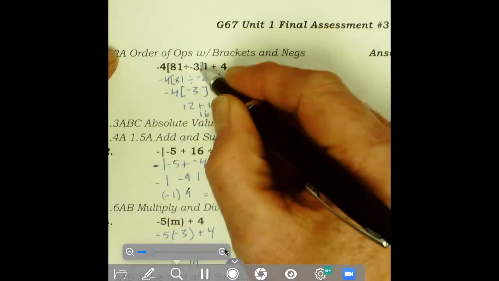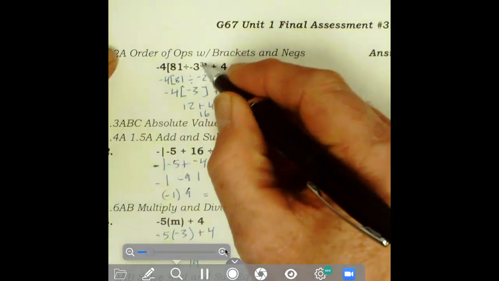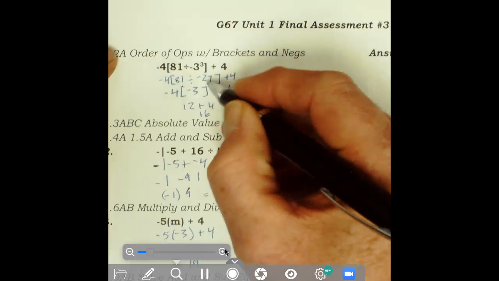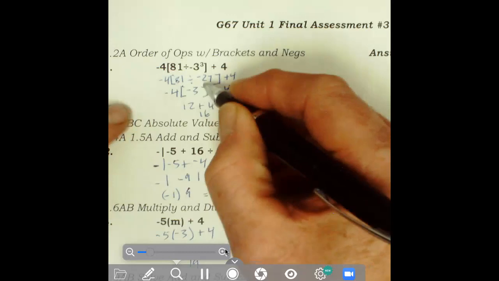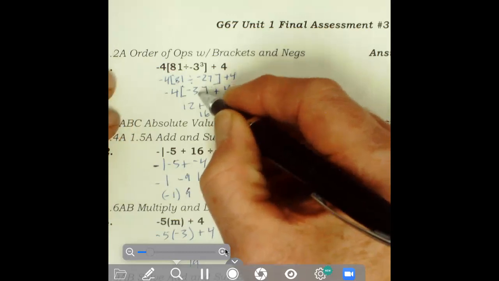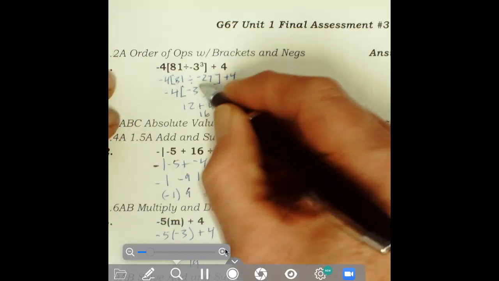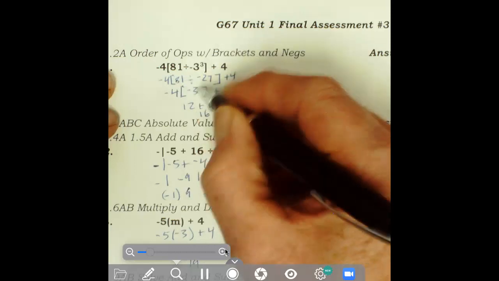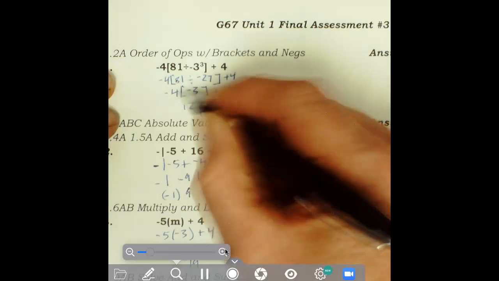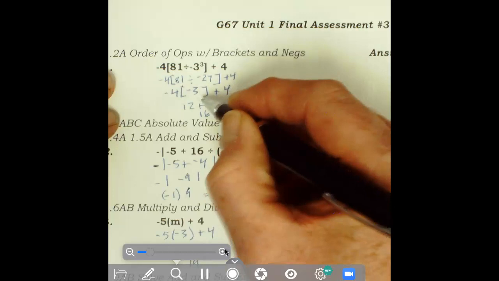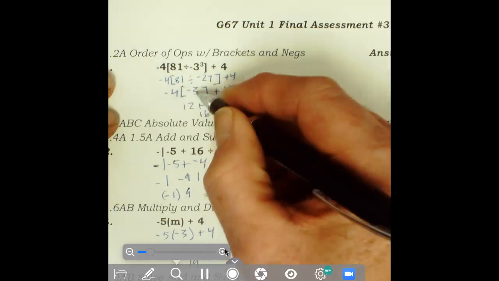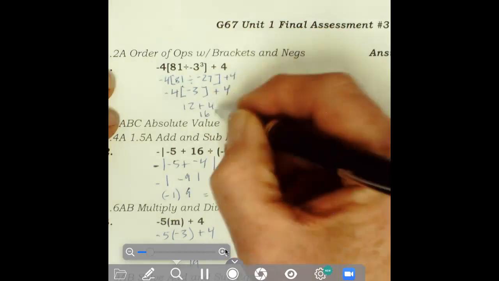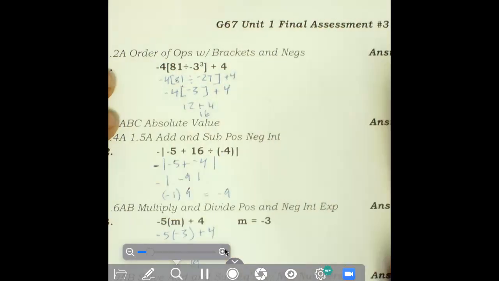3 to the third is 27, and it's negative because the exponent is inside, so that's a negative 27. Then you had to do 81 divided by a negative 27. 81 divided by 27 is 3, and it's a negative because there's only one negative symbol there, so it's a positive divided by a negative. The next thing you have to do is multiply these two numbers together because you have multiplication and addition. 4 times 3 is 12, a negative times a negative is a positive 12, plus the 4 gives you an answer of 16 over here.